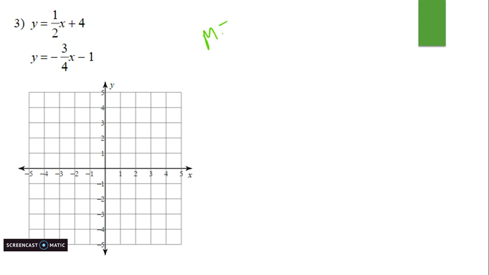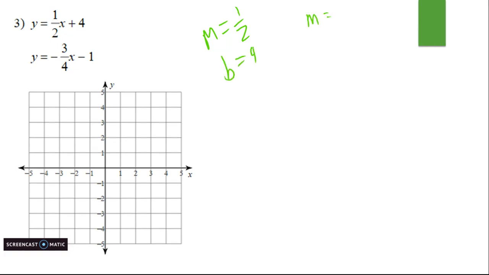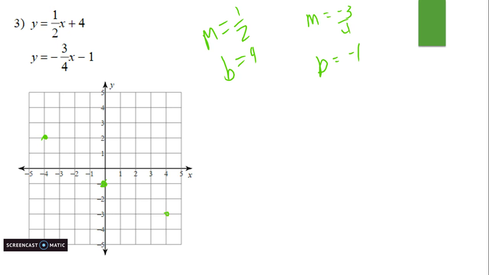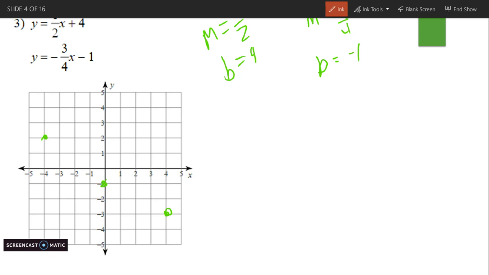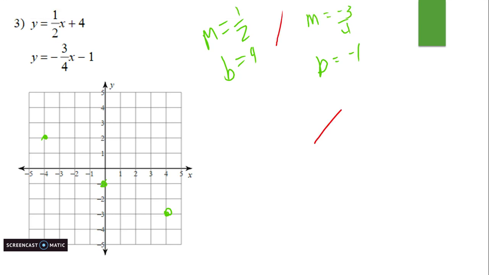Next one, you get a slope of 1/2 and a y-intercept of 4. Other one, you got a slope of -3/4 and a y-intercept of -1. So here's -1, up 3 and over 4, down 3 and over 4. Hopefully we intersect at one of those 2 points. Y-intercept of 4. Slope is 1 over 2, so we're going down 1 over 2, down 1 over 2. Found my intersection point. Go ahead and graph.